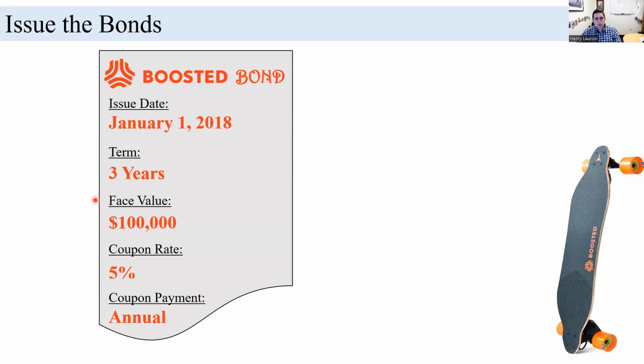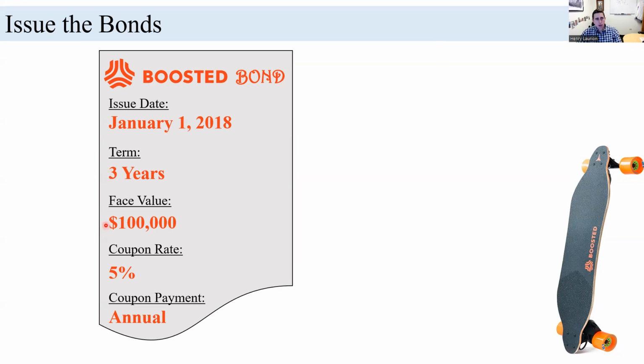So the first thing we need to do to value this bond: Boosted Board offers this bond and investors buy it. How should investors determine how much to pay for it? Well, we're going to convert the terms of this bond into a schedule of future cash flows. This bond is being issued on January 1st, 2018. It's got a term of 3 years, so they're borrowing the money for 3 years.